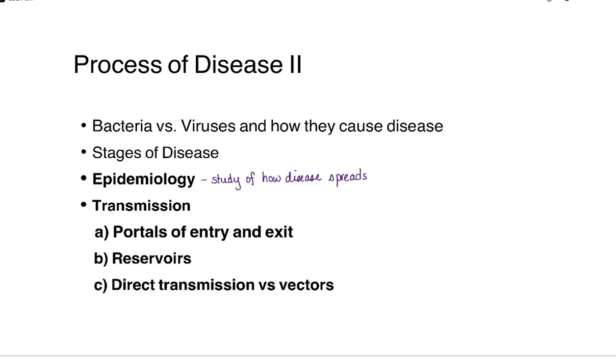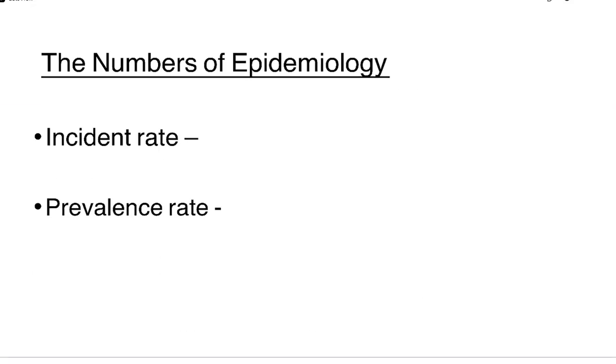So when we look at infectious diseases, we're interested in specific numbers. We want to be able to quantify how disease spreads. So two numbers that epidemiologists are absolutely interested in are called the incidence rate and the prevalence rate. The incidence rate is the number of new cases reported in some given time frame. And usually this is within a specific area.